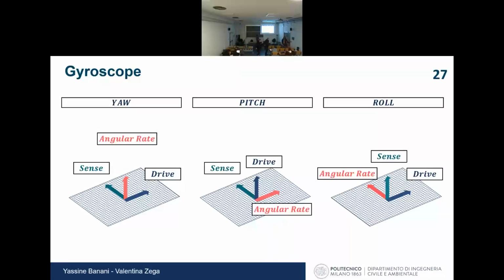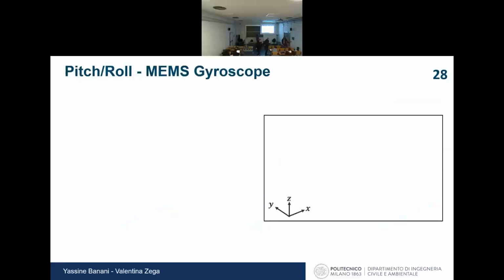But if we want to measure the rotations around the y or x-axis, we need to have the drive or the sense in the out-of-plane direction. So we need the mass to move also in the out-of-plane direction. But again, we don't like out-of-plane movements because they are non-linear and difficult to control. And we want to control everything in the plane. So we can extend the same concept that we saw for the accelerometer. So let's build another MEMS. This is the last one, I promise.